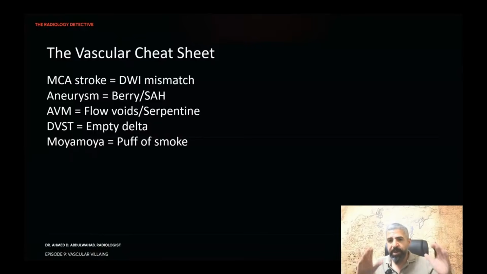Again, there's your vascular pocket guide. MCA stroke, diffusion weighted imaging mismatch. Aneurysm, perianeurysmal or subarachnoid hemorrhage. AVM, flow voids, serpentine. Venous sinus thrombosis, you will see the empty delta sign, and Moyamoya, you will see the puff of smoke. File this away in your diagnostic database.